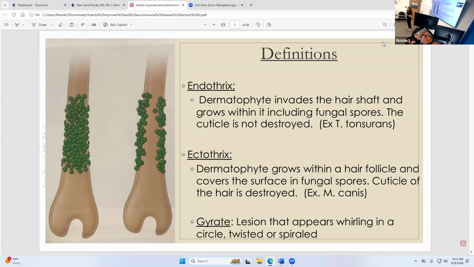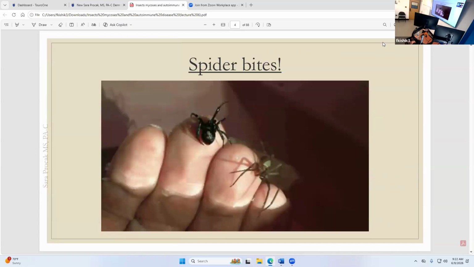All right. And then the last definition is gyrate. So you guys have seen this before. This is lesions that are going to be like whirling, with a circle, spiral, or twisted. Okay, and we'll talk about pathology where you can see that presentation later. But first, we're going to talk about spider bite.